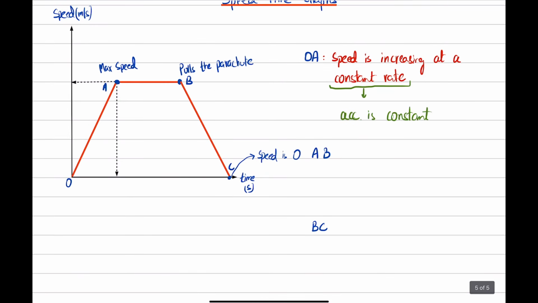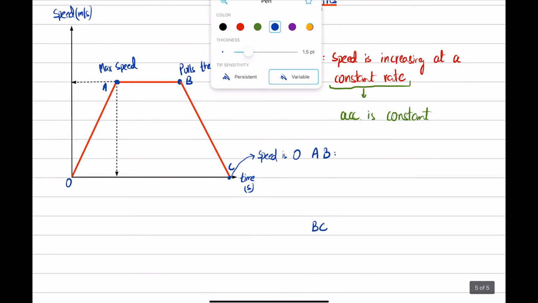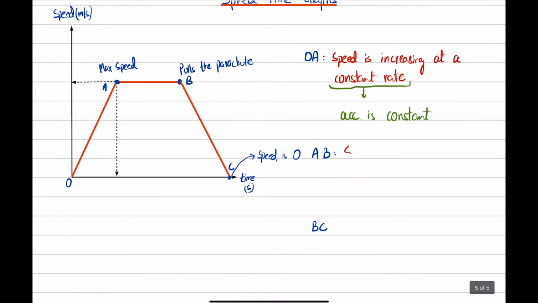Okay, so what's happening from A to B? Let's write that down. A to B, you can see that the speed is constant. And if the speed is constant, that means that the acceleration is 0. Acceleration is 0, and the unit for acceleration is meter per second square, which I'll explain why.